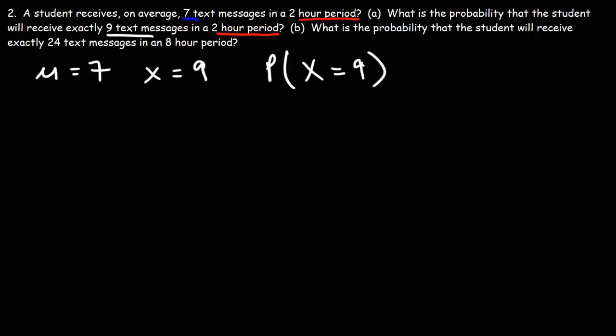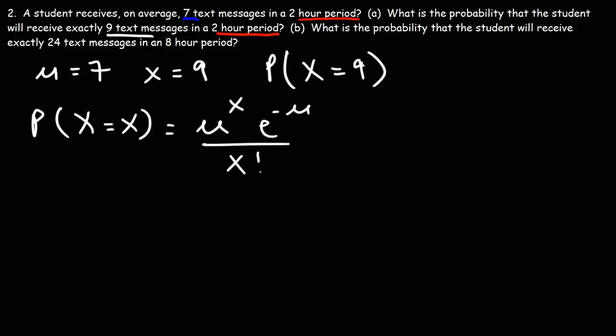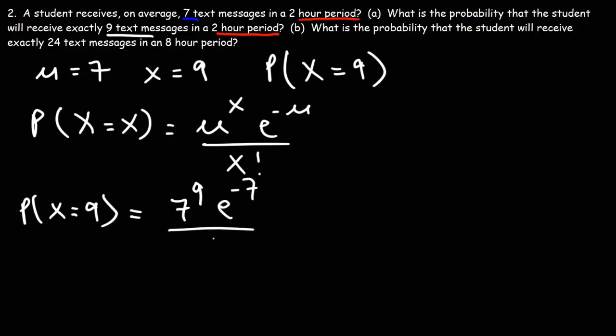So let's go ahead and plug everything in. First, let's write the formula. As we said before, it's mu raised to the x, e raised to the negative mu, divided by x factorial. So x is 9, mu is 7, so this is going to be 7 to the 9th power, e raised to the negative 7, divided by 9 factorial.